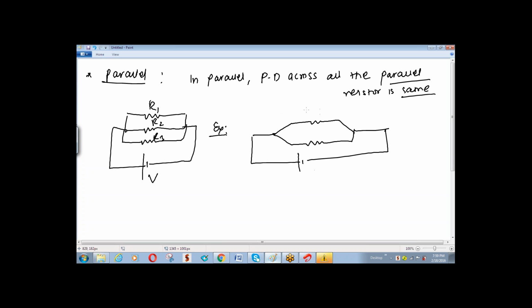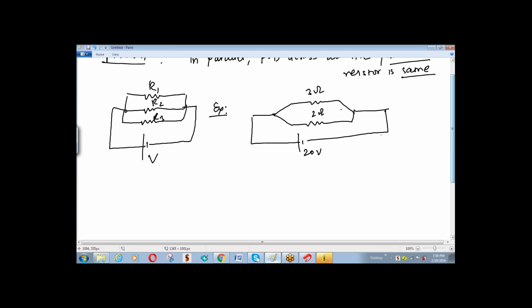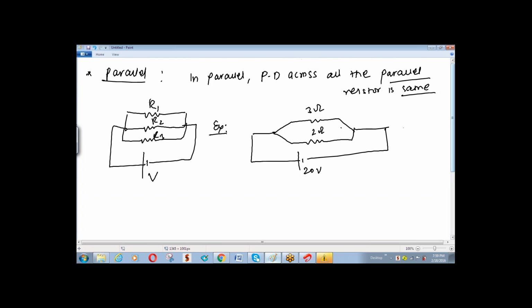20 volt, 3 ohm, 2 ohm. Right. Now, what is the meaning of parallel? How will you identify that these two are in parallel? For resistances to be in parallel, their endpoints have to be connected at the same point. Their endpoints should meet, or you can say should have the same potential.